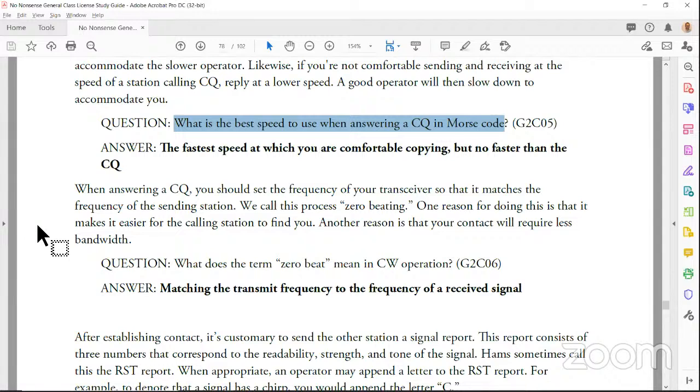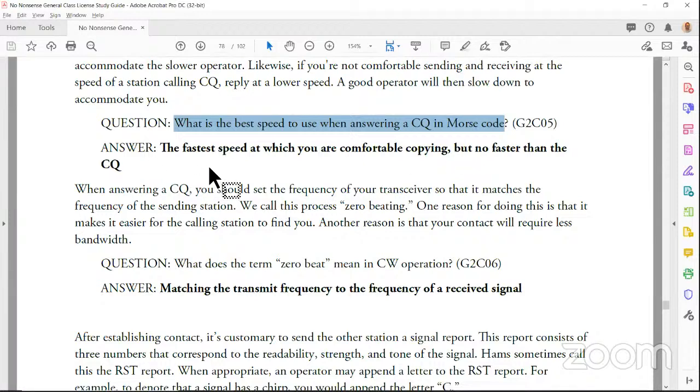What is the best speed to use when answering a CQ in Morse code? So let's dissect this question. Someone is calling for another station. That's what is meant by answering a CQ. Someone is calling CQ, calling any station. What speed should you use when it comes to Morse code? The answer is the fastest speed at which you are comfortable copying, but no faster than the CQ.